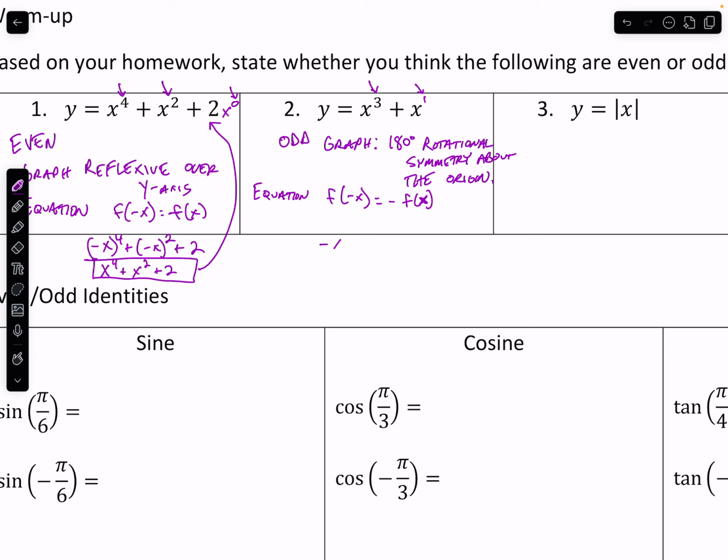So for example, if I plug in negative x to the third and negative x in for x, then when I simplify that, a negative times a negative will be a negative x cubed, a negative 1 times x cubed, you can think of it, minus x. Then to really show that it's the opposite of the original function, we can factor out that negative 1. And you can see that that's negative the original. All right, so that's what makes it odd.